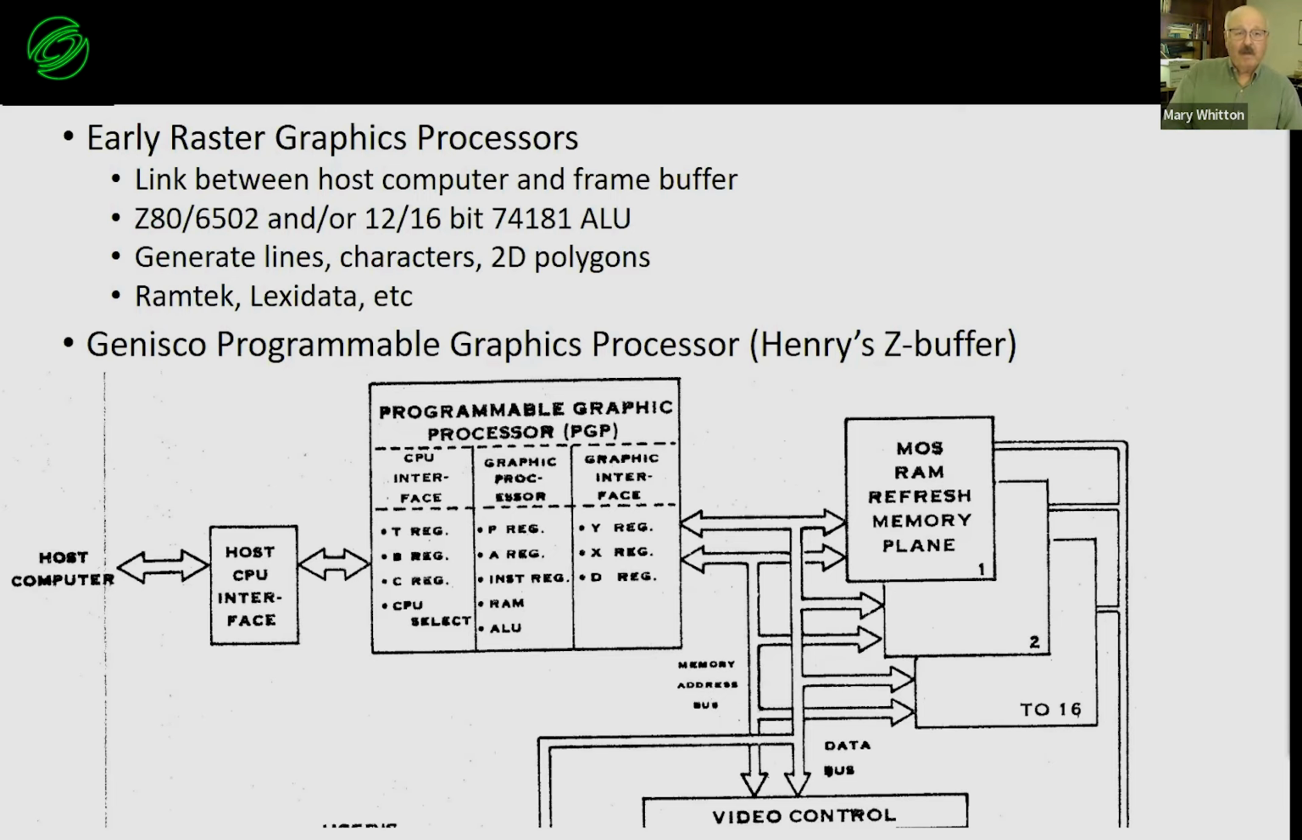There was one, the Genisco programmable graphics processor, and this is a block diagram. It sits right between the host and the memory, but it did have a writable control store, so you could program it to do a few things.